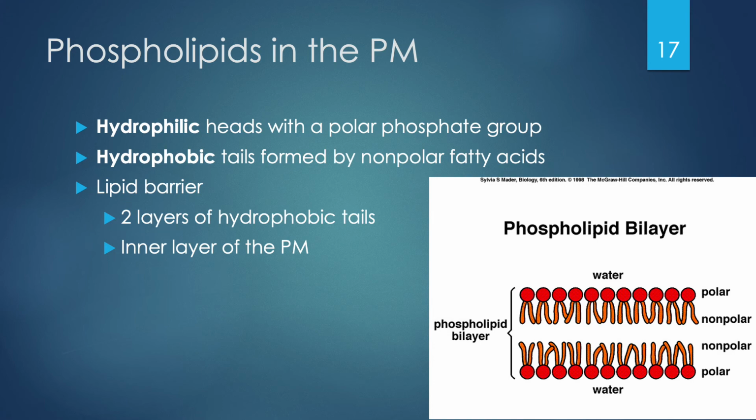So again, just for your notes, the phospholipids in the plasma membrane comprise the majority of the phospholipid bilayer, and that includes hydrophilic heads, which are the phosphate group, and the hydrophobic, or water-fearing, tails that are formed by the nonpolar fatty acids. Those face each other, and those are composed of the lipids. So the lipid barrier has the two layers of the hydrophobic tails facing each other, and there's also an inner layer of the plasma membrane in between that too.